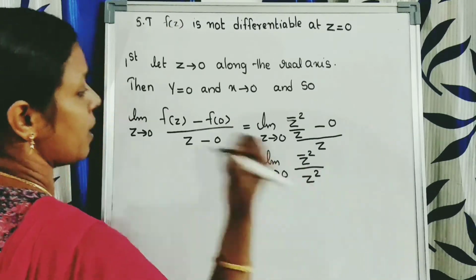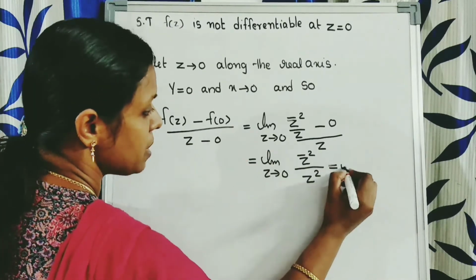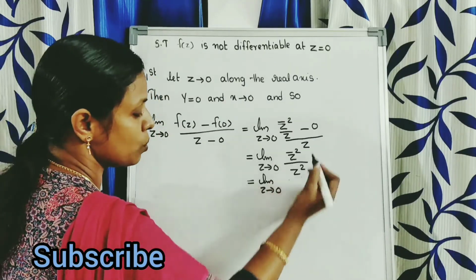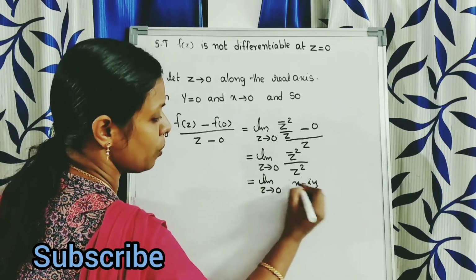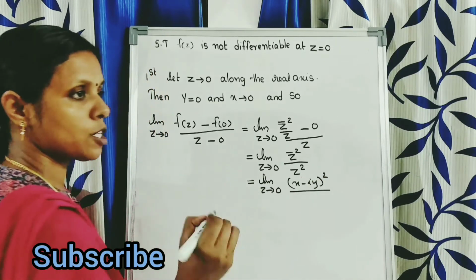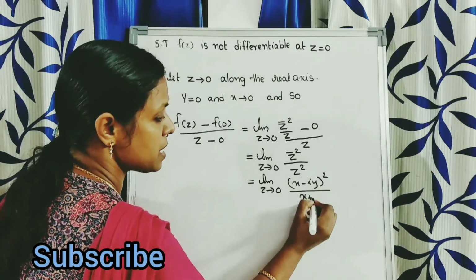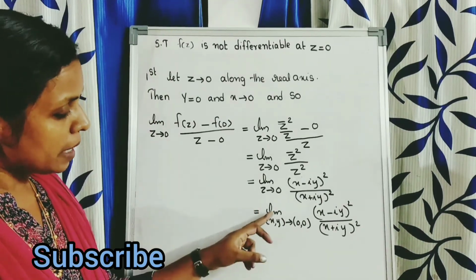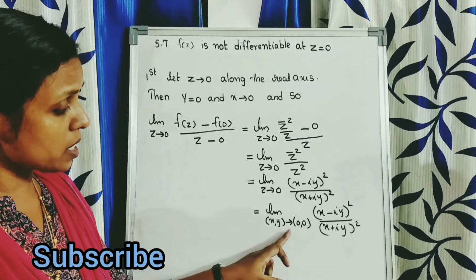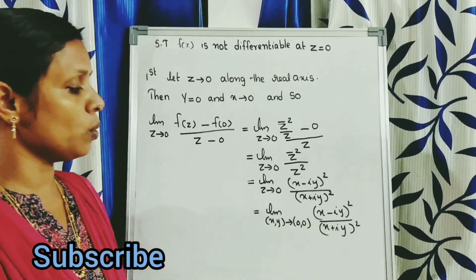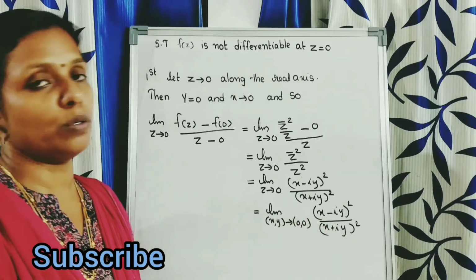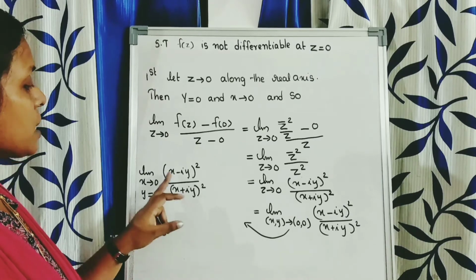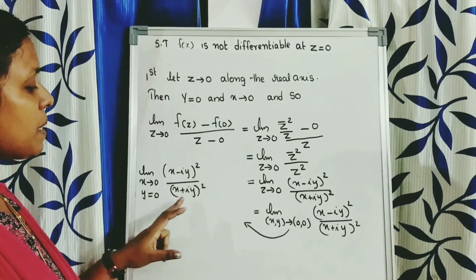That is equal to, we can write, limit z tends to 0 of z conjugate square divided by z square. Z conjugate is x minus iy, then z conjugate square is (x minus iy) whole square, divided by z square, where z is x plus iy. We can write it as (x plus iy) whole square. Also we can write it as limit of the ordered pair (x, y) tends to (0, 0), (x minus iy) whole square divided by (x plus iy) whole square. Next we write it as limit x tends to 0, y equal to 0, (x minus iy) whole square divided by (x plus iy) whole square.